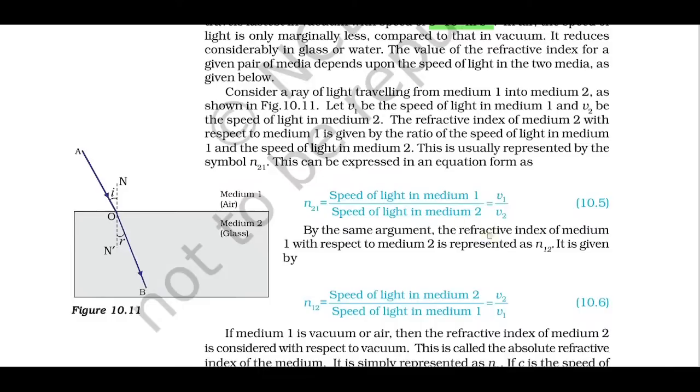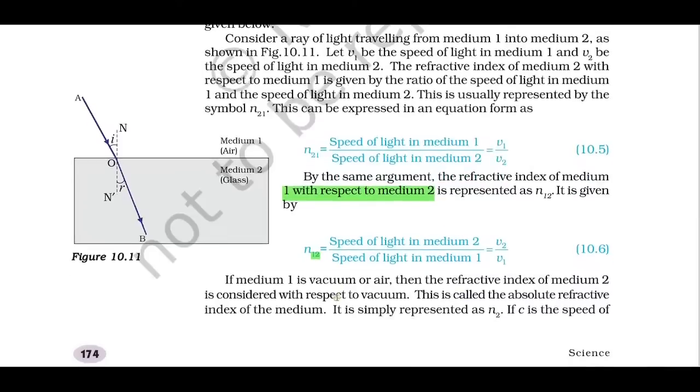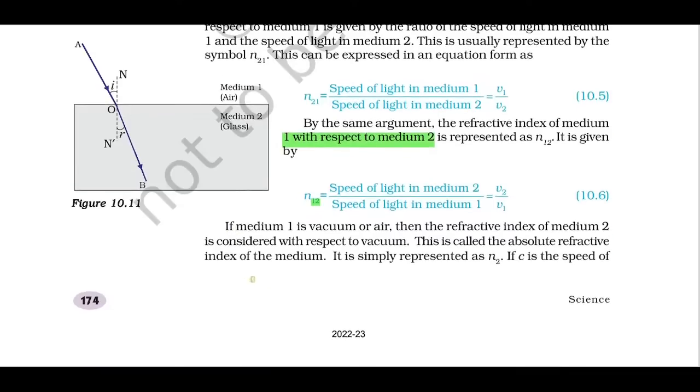In case the refractive index of medium 1 with respect to medium 2 is what? It is the speed of light in medium 2 divided by the speed of light in medium 1. If medium 1 is vacuum or air, then the refractive index of medium 2 is considered with respect to what? Vacuum. This is called as what? Absolute refractive index.